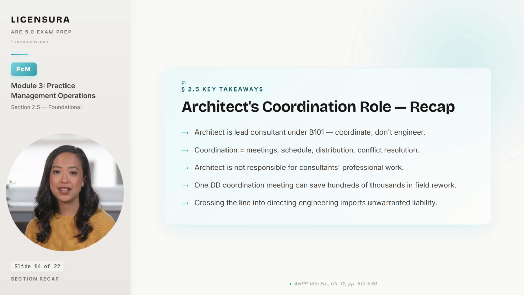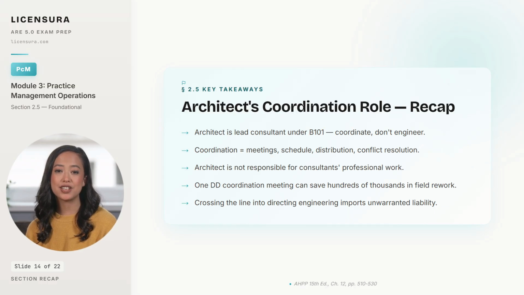5 takeaways on the architect's coordination role. First, the architect is the lead consultant on a conventional project under AIA B101, and that role is to coordinate the engineering disciplines, not to engineer them.